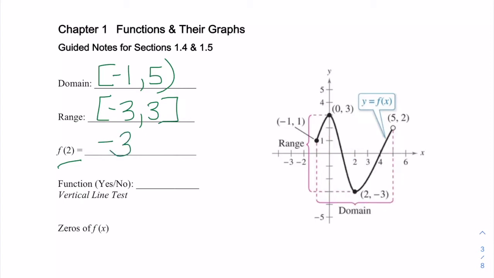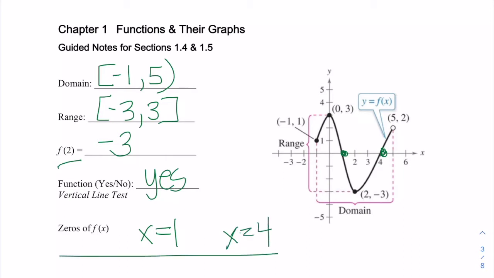We can determine if this is a function using the vertical line test, and it never touches more than 1 point. So this is definitely a yes. It passes the vertical line test. Now the zeros, also known as the roots or the x-intercepts, is wherever the function touches the x-axis. So we have two values here where x equals 1 and x equals 4. And you could also put those as the coordinates (1, 0) and (4, 0), which are the x-intercepts.